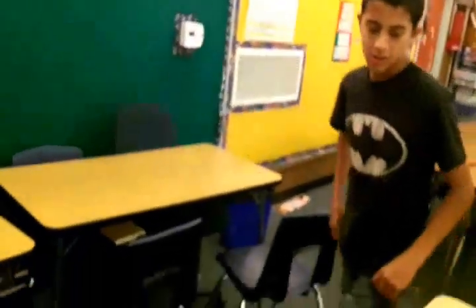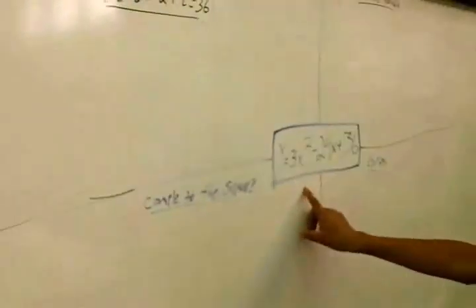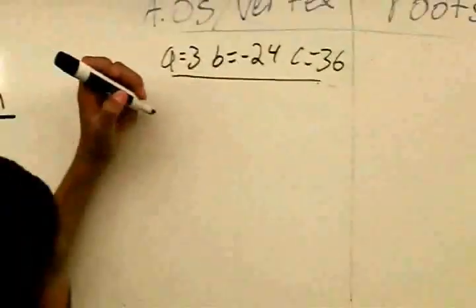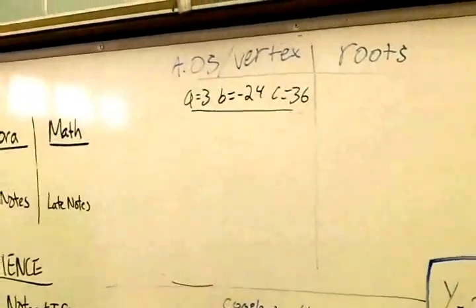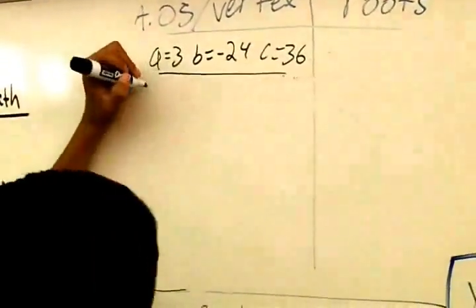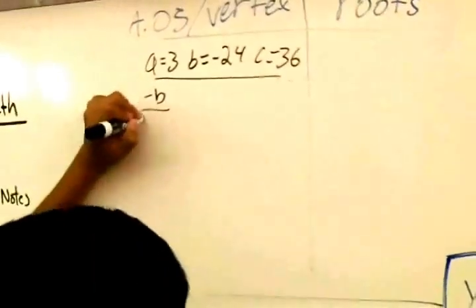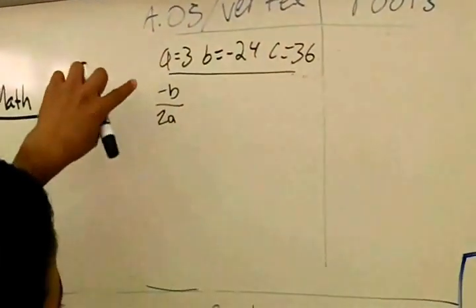Okay, Christian, get up here, please. Alright. So, this is our original problem right here. So, since that's our original problem, what we do is we get the AOS formula. The AOS formula is negative b over 2a. So what we gotta do is plug in.